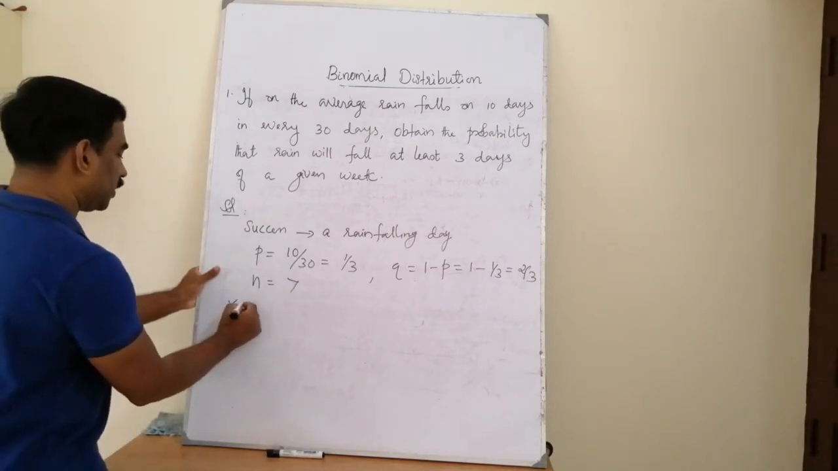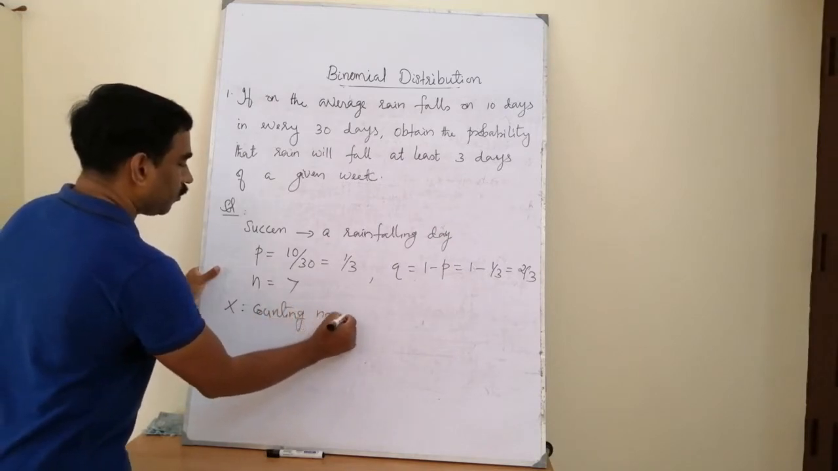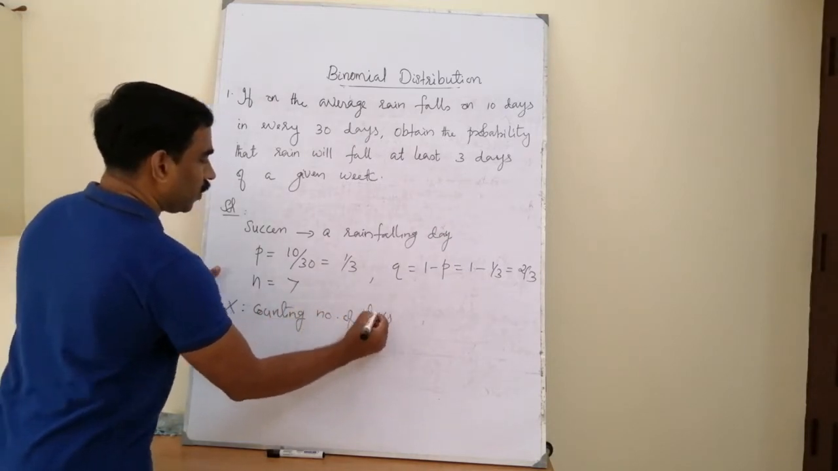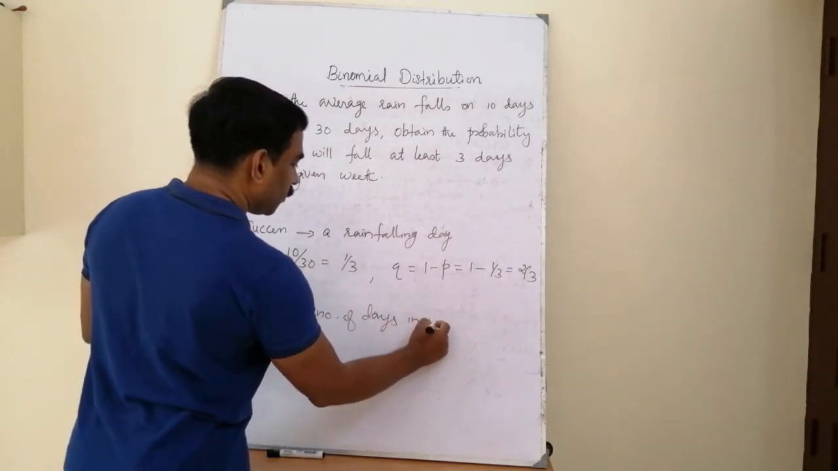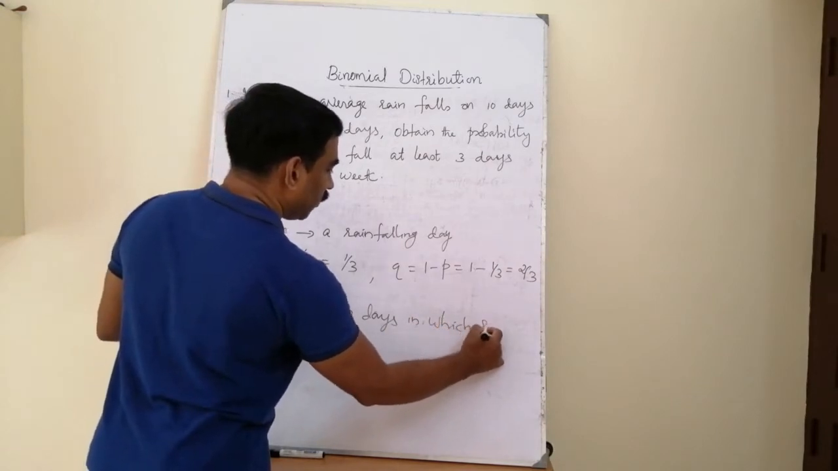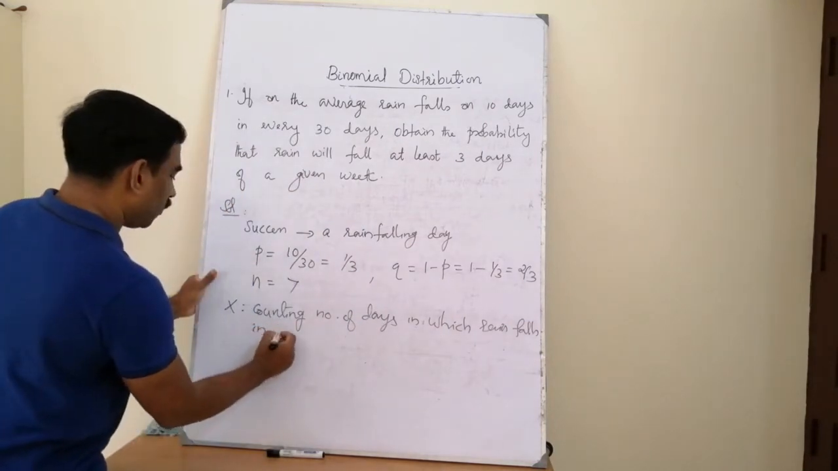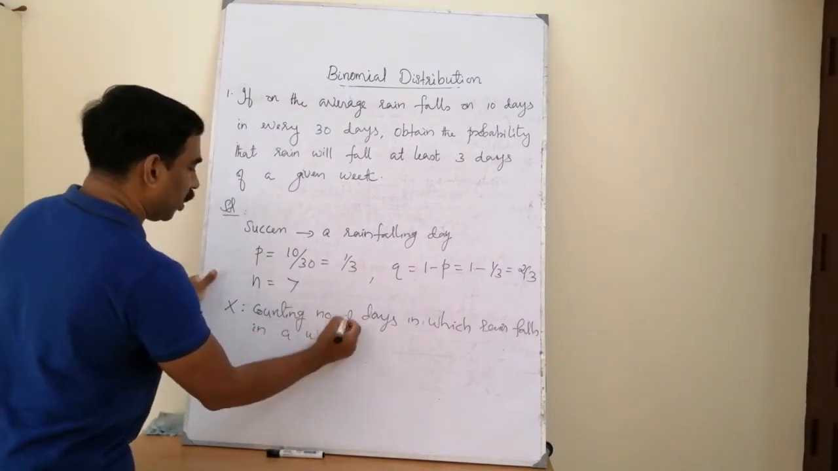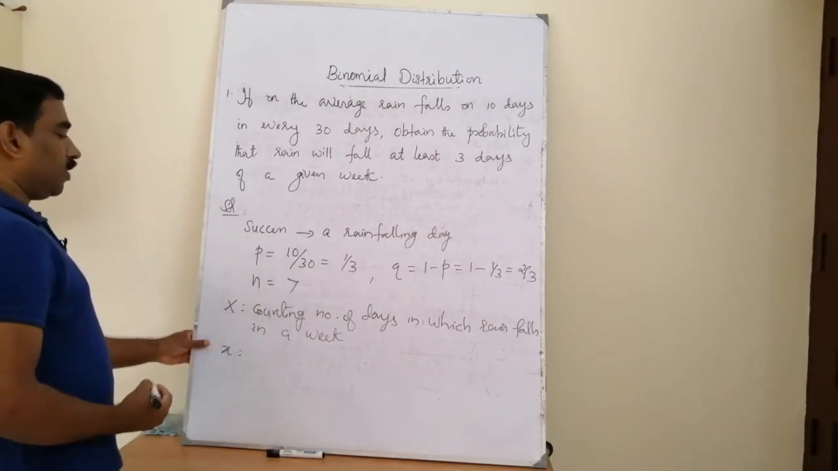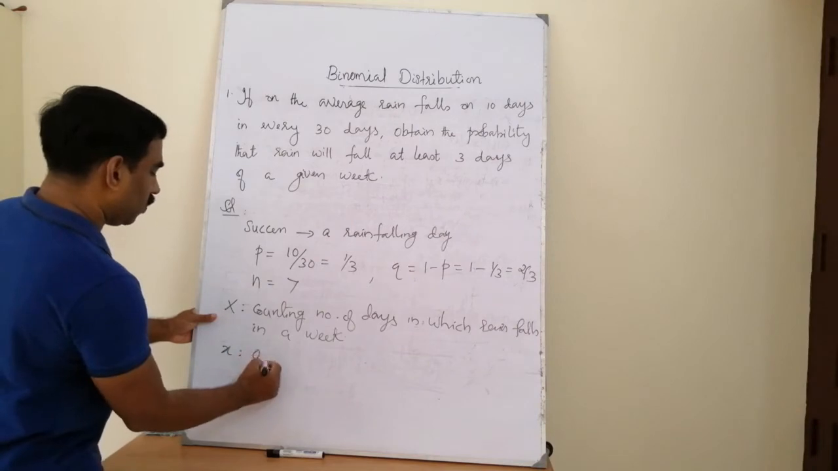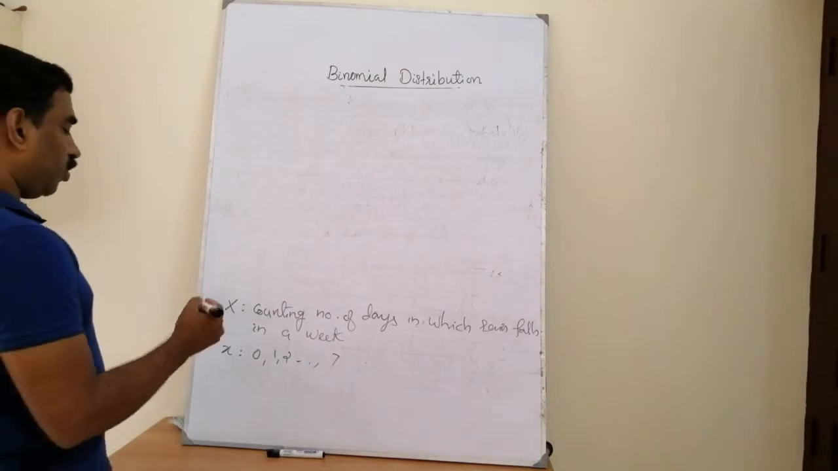Okay, and the random variable is counting the number of days in which rain falls in a week. So this is the binomial random variable which takes the values. What are the possible values? The values are 0, 1, 2, 3, etc. up to 7. So what is the probability mass function?